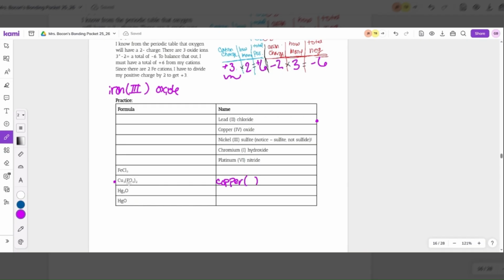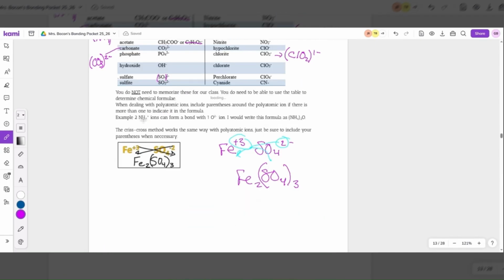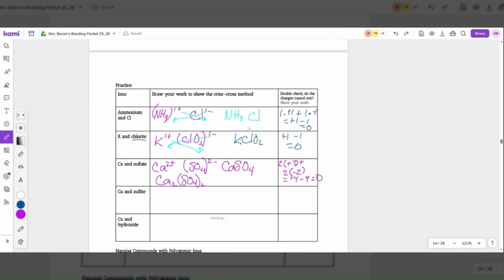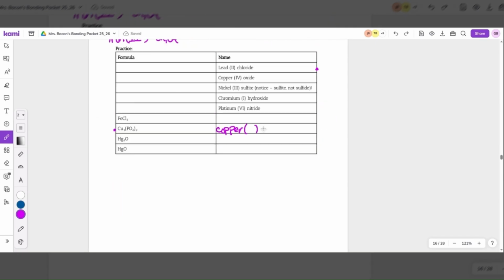And then PO4 in parentheses tells me, wait a second, this isn't just a single element, so I'm not just going to write the single element with the "ide" ending. I'm going to have to go back to my table with polyatomic ions and figure out what the name of PO4 is. So PO4 is right here, that is phosphate. So I don't have to change any endings to "ide." I'm just going to fill in for my anion, I've got phosphate.